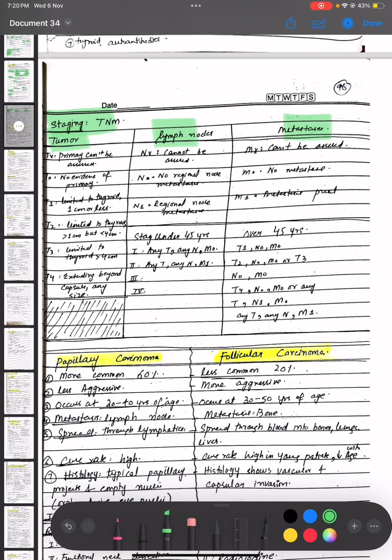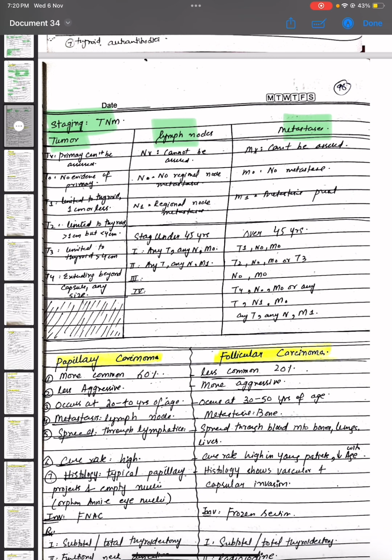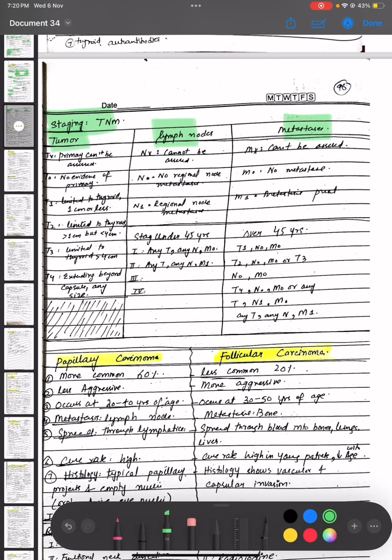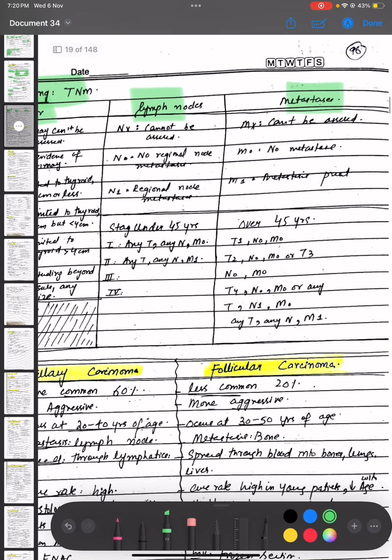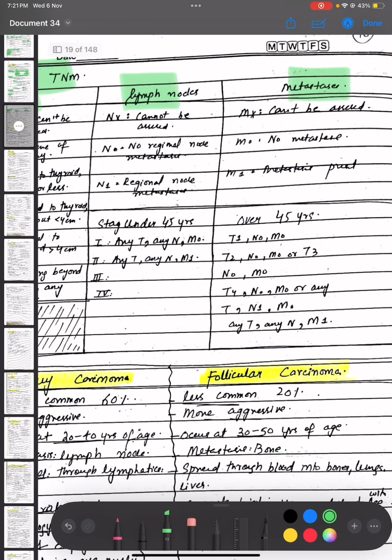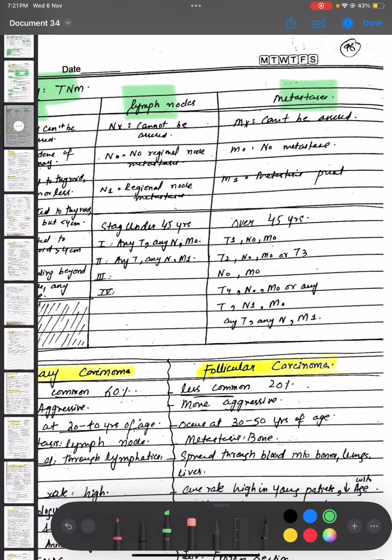The T3 is limited to the thyroid and greater than 4 centimeters, and the T4 is extended beyond the capsule of any size. In lymph nodes, Nx is equal to cannot be assessed, N0 is no regional nodes or metastasis, and N1 is regional node or metastasis. In metastasis, M0 is no metastasis and M1 is metastasis present.